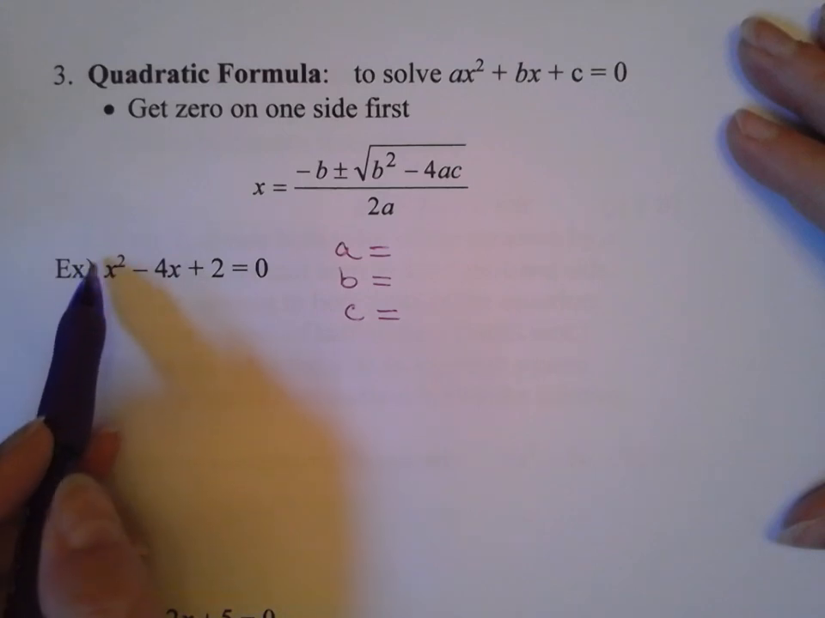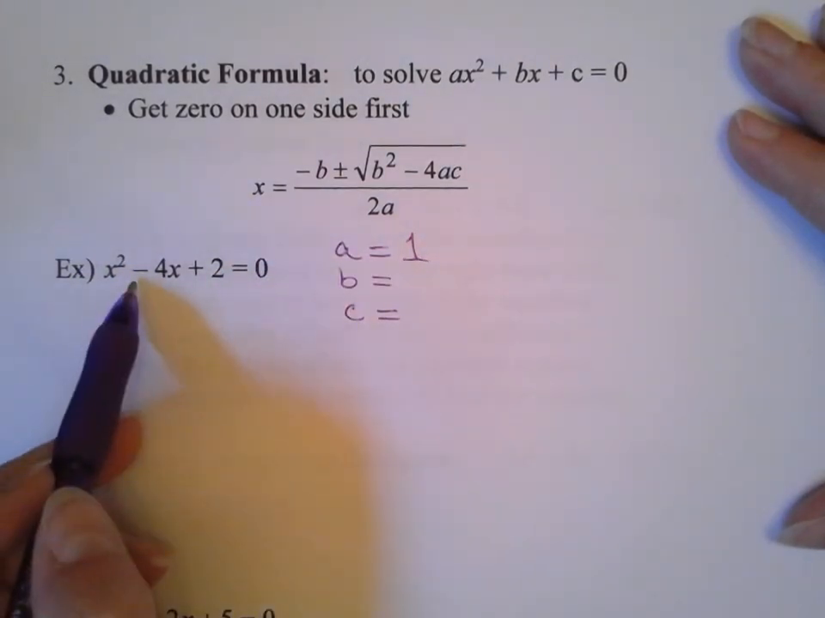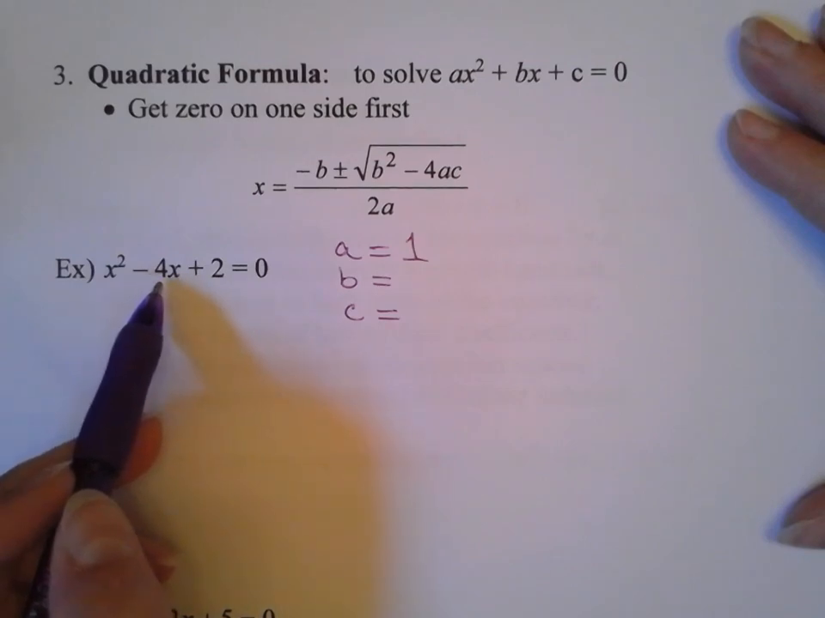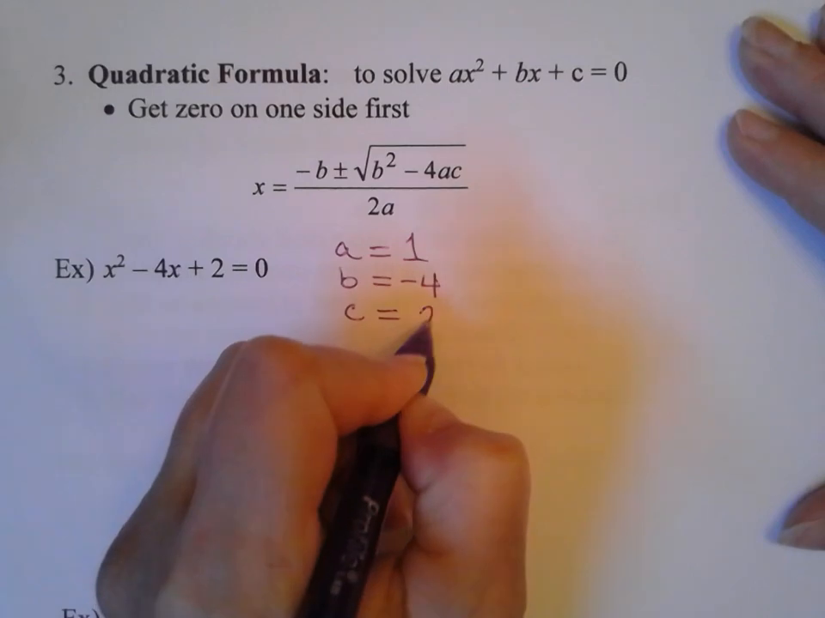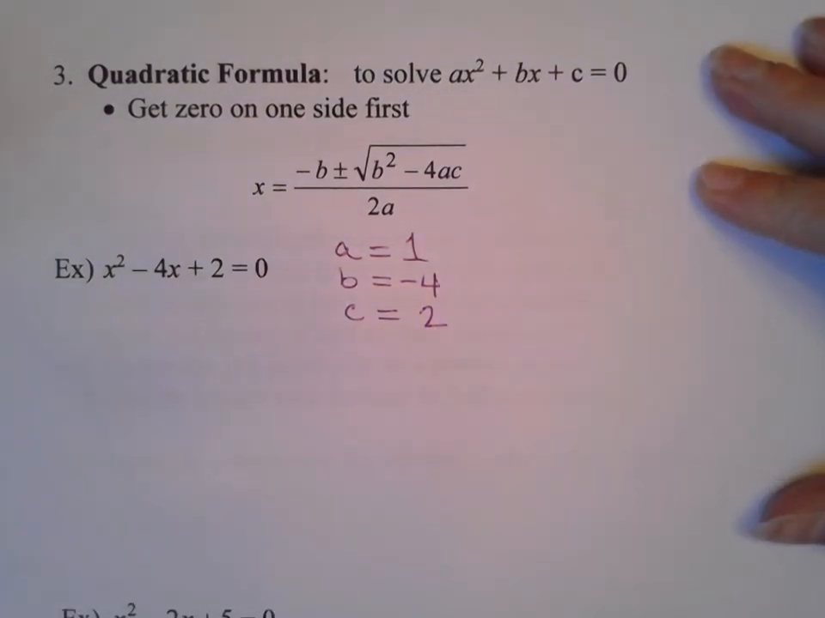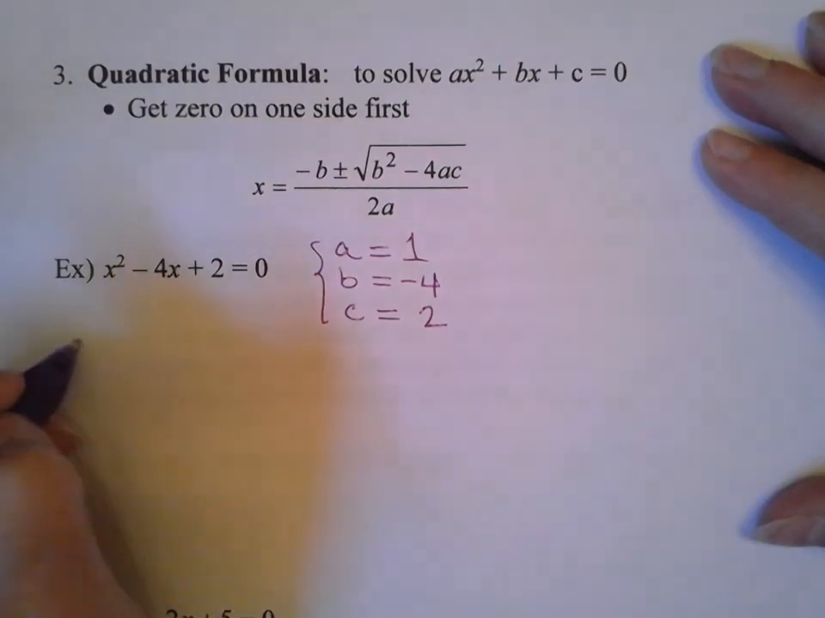Yeah, there's an implied 1 here in front of the x squared, so a is 1. The negatives are always attached to the number behind them, so b is negative 4, and c is 2. We're going to plug these into the formula.